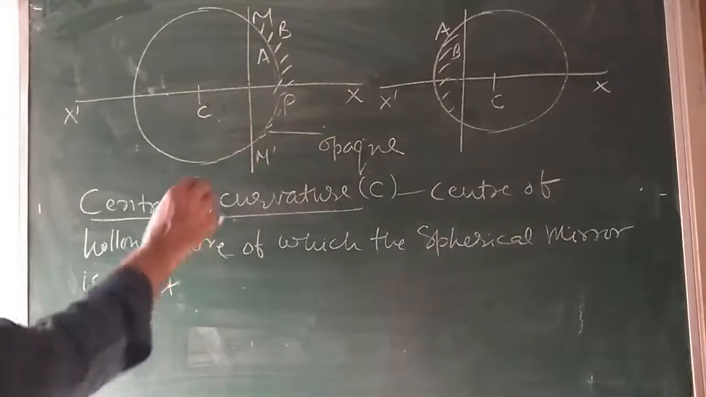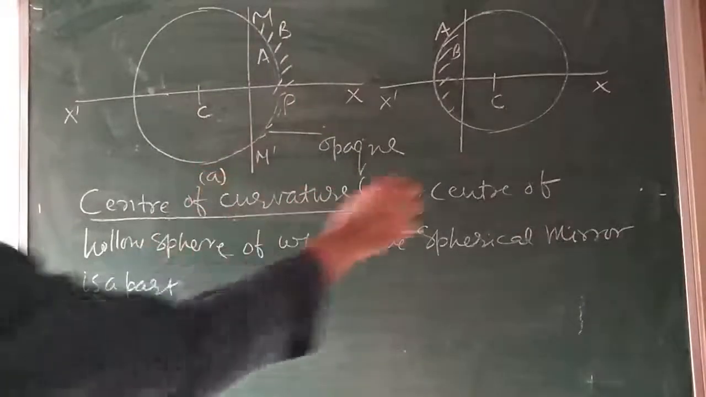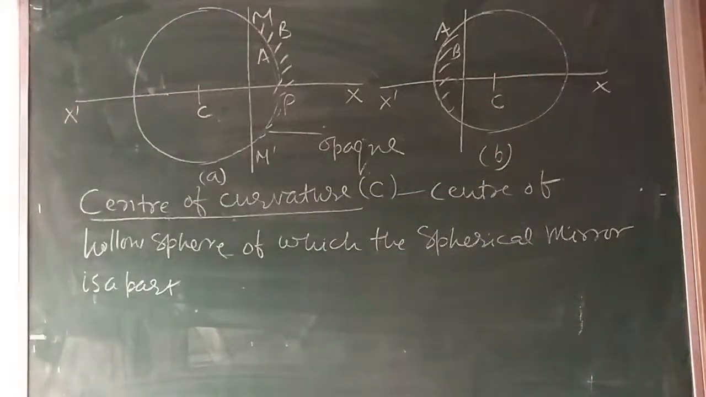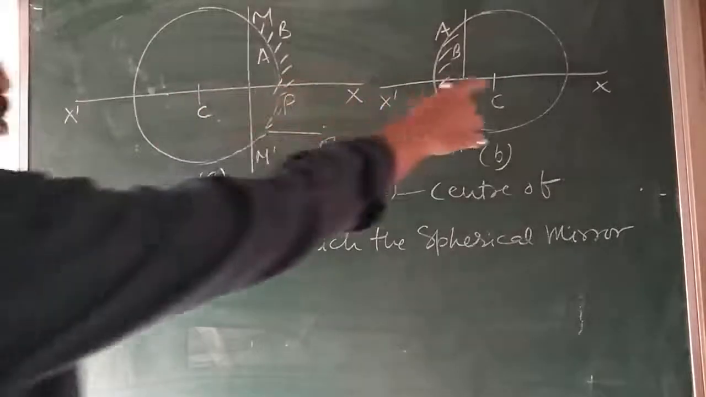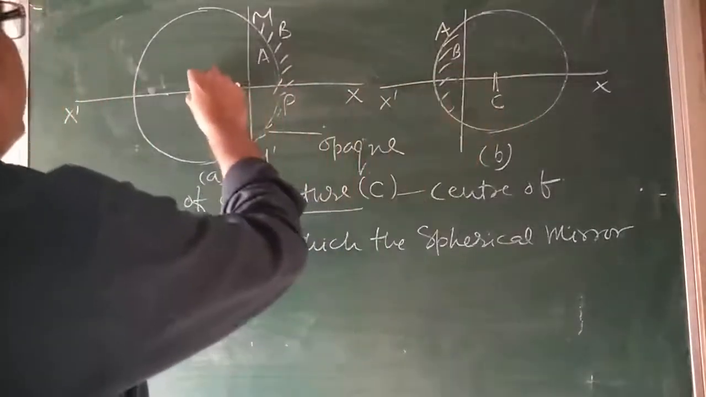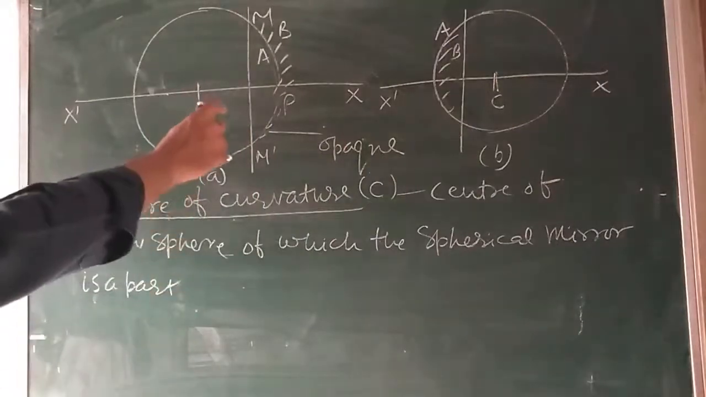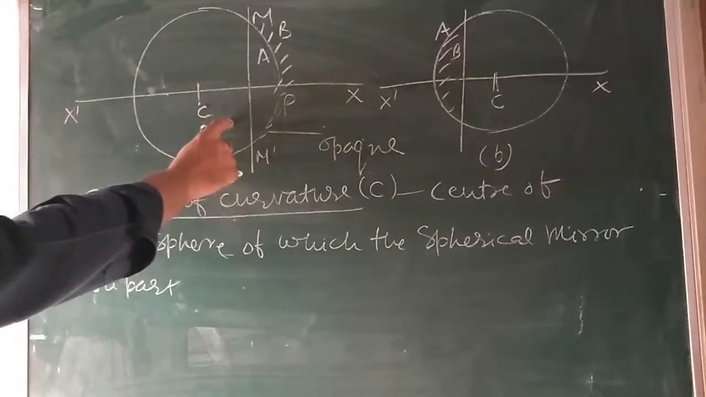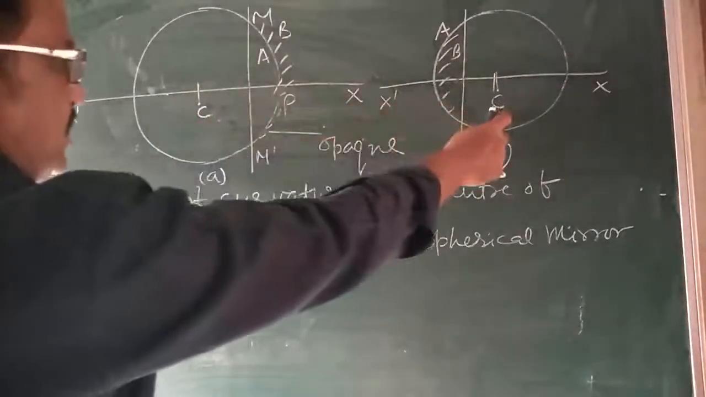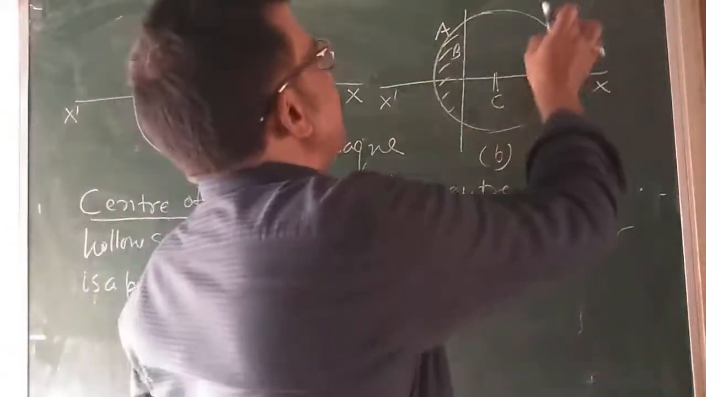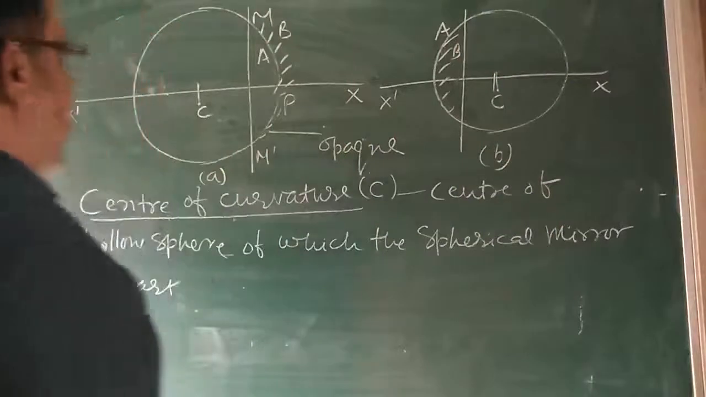In both the cases you can say this is figure A and this is figure B. Here is the center of curvature. The center of curvature is usually represented by a symbol C. So C is the center of curvature of a concave mirror in this figure. Here also you can see C is the center of this sphere. This is called center of curvature.